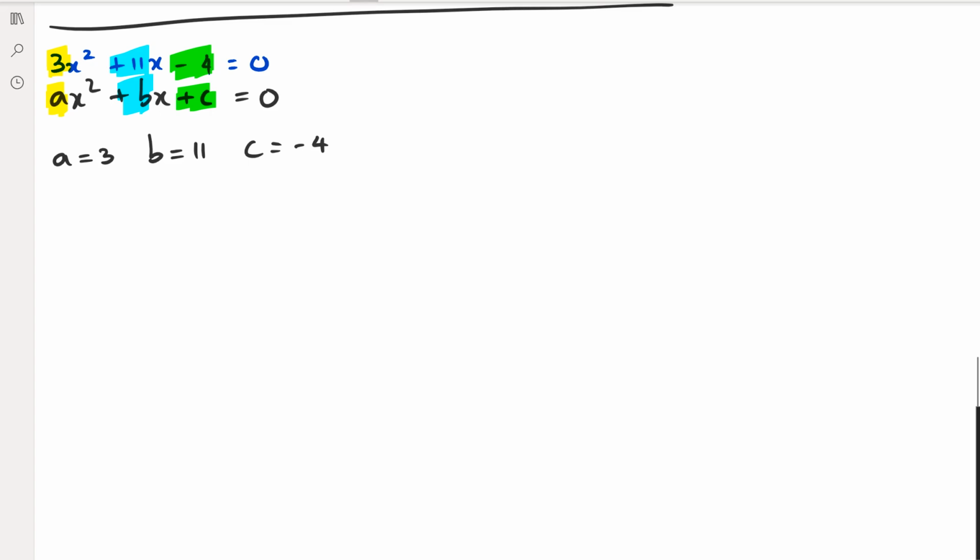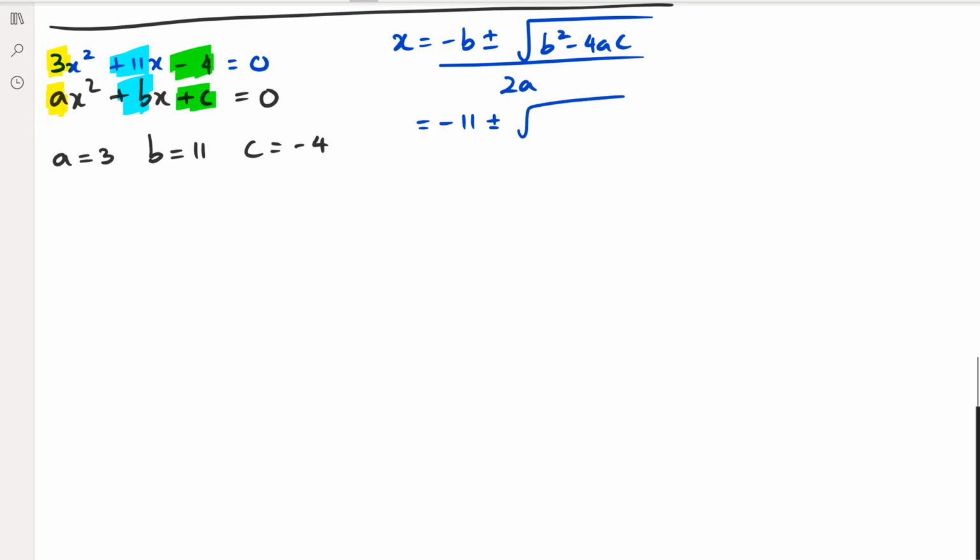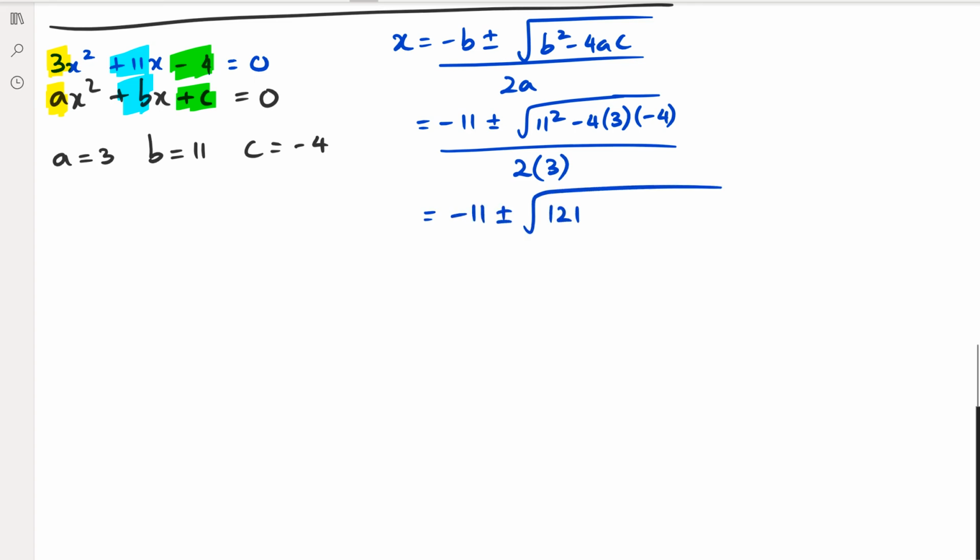Okay, now writing the quadratic formula, I've got minus b plus or minus the square root of b squared minus 4ac over 2a. So I've got negative 11 plus or minus the square root of 11 squared minus 4 times a, which is 3, multiplied by negative 4, which is c. I hope I got that right. And then we've got 2 times a, which is 2 times 3. So we've got negative 11 plus or minus the square root of 11 squared, which is 121, and then minus 4 times 3 times negative 4, so that's going to be 48.